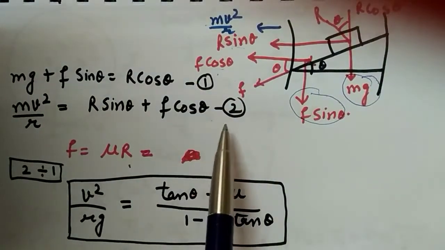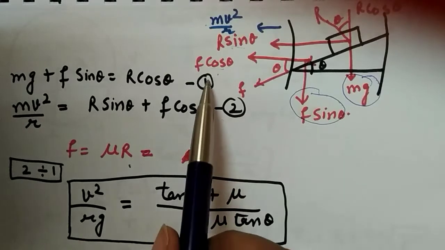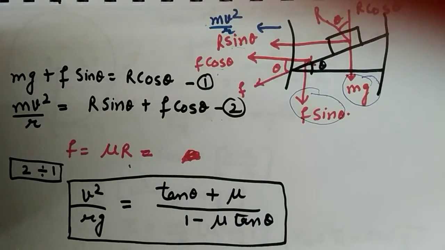Now what you have to do is divide the second equation by the first equation. Then after dividing and simplifying the equation, we will get the simple formula v square upon rg equal to (tan theta plus mu) divided by (1 minus mu tan theta). Why is this formula very important? Because this is the actual case scenario where we are having both friction as well as banking of the road in the same problem.